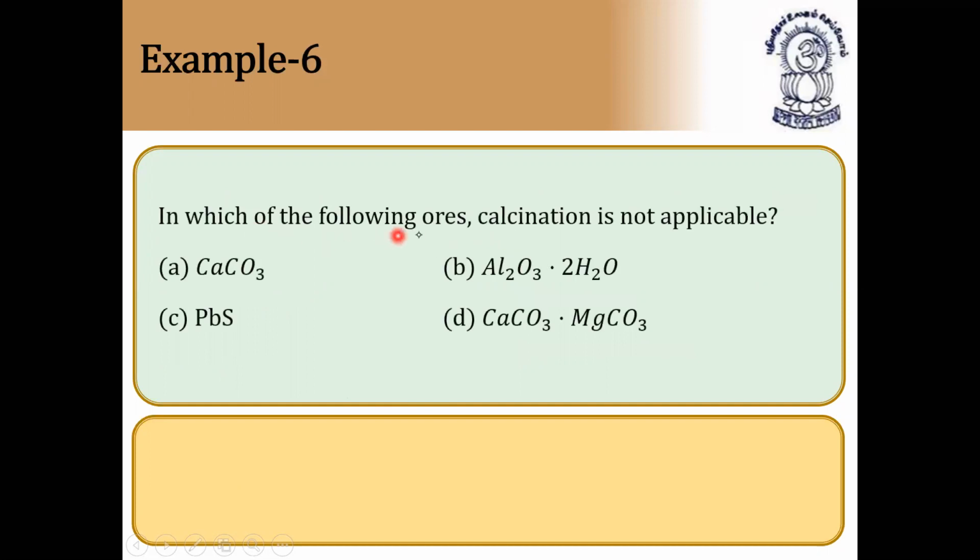In which of the following ores is calcination not applicable? What is calcination? Heating the ore strongly in the absence of air or in a limited supply of air. The options are calcium carbonate, lead sulfide, malachite, calcium carbonate with magnesium carbonate, and aluminum oxide along with water. So the answer is C, that is lead sulfide. Lead sulfide, we have seen already in the process; we'll use only roasting. Next.